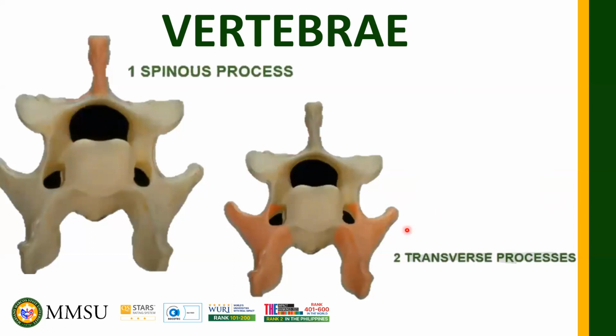So paired projection sila na nag-extend laterally from the junction of the pedicles and laminae. You see, so they usually provide attachment points for muscles and ligaments. So they have usually certain characteristics or certain purposes when it comes to the transverse processes. Una dyan is the muscle attachment. So they are being served as attachment points for the muscles, sa mga tendons, sa mga ligaments. Okay? So yun yung ginagawa nila.